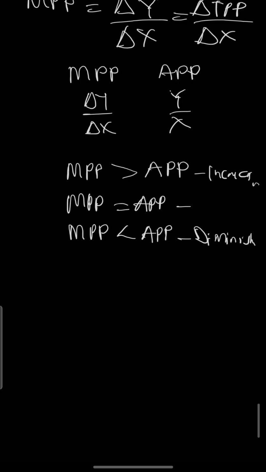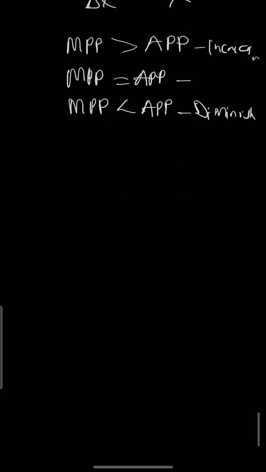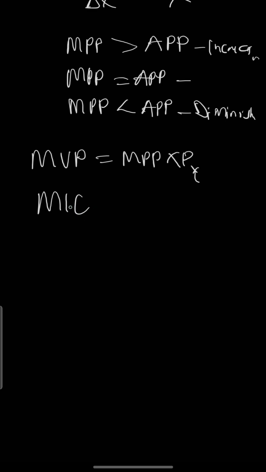Now we are dealing with quantities. X and Y are quantities. Now we want to convert them in terms of money. That's why we are going to bring in the idea of price. So we shall start with the marginal value product, which is simply the value of the additional product. You get the marginal physical product times the price of the output, Py, and you get the marginal value product. Then there's another term, which is marginal input cost.